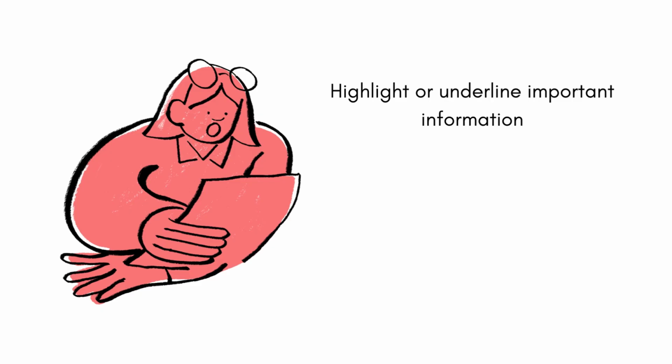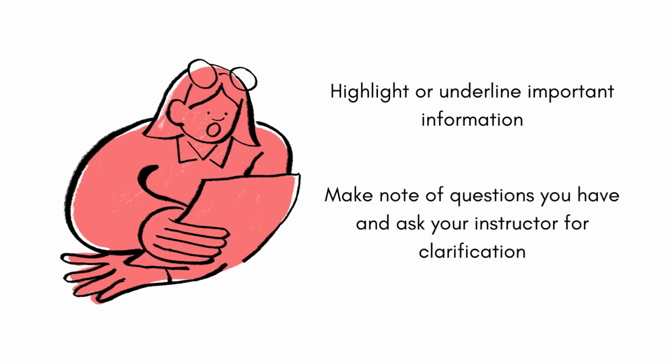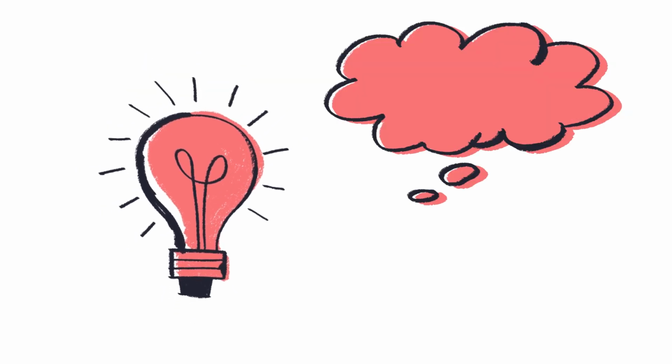Highlight or underline important information as you read, and be sure to make note of any questions you have, and ask your instructor for clarification. Once you understand the requirements of your assignment, it's time to get some ideas flowing. To begin your research, you'll need a topic, which we can come up with by brainstorming.